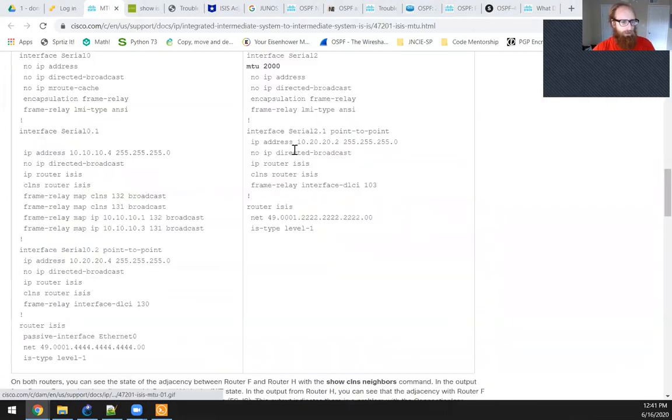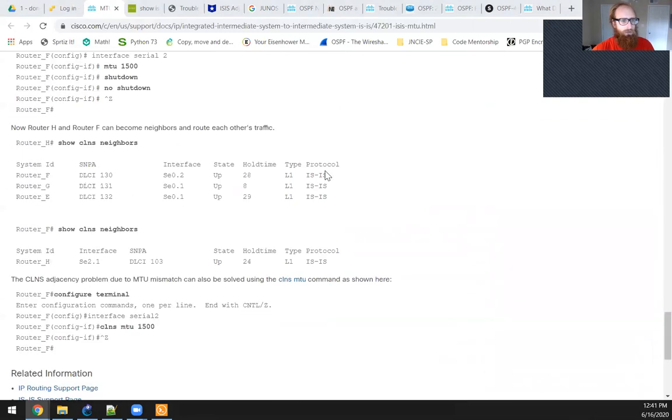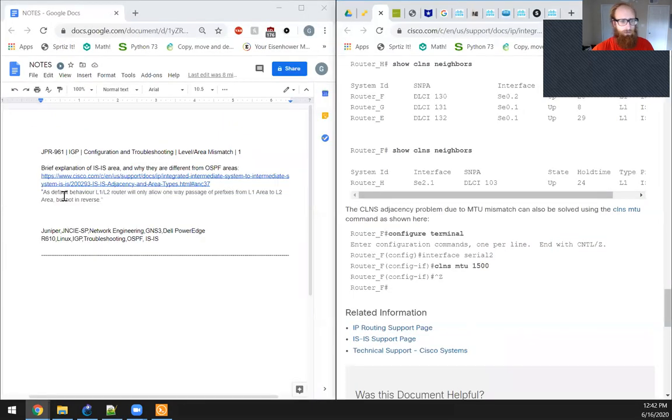Okay, so that was actually pretty useful. One thing I did notice in my trace options file. So that was useful enough, I think, to save the link and leave a note. So review of ISIS MTU mismatches.